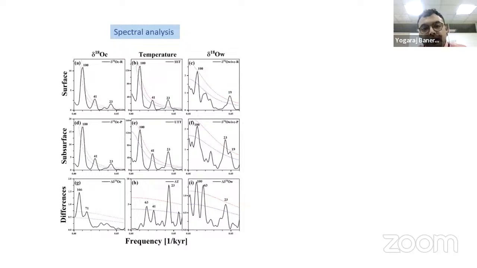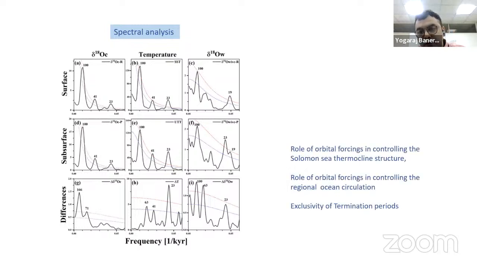Also, in this study, they carried out a detailed spectral analysis that showed that both the surface and subsurface delta 18 O of the carbonate and the temperature showed the persistent dominance of the 100 kilo year, 41 kilo year, and 23 kilo year cycles. And in this particular paper, the authors also discussed the role of orbital forcing in controlling the Solomon Sea thermocline structure, in controlling the regional ocean circulation, and also the exclusivity of each individual termination period.